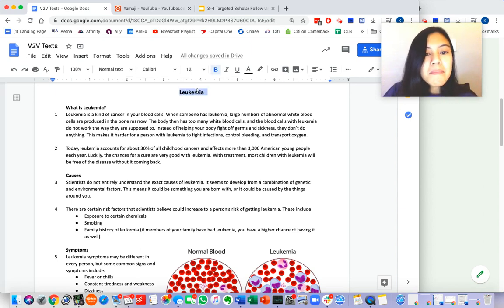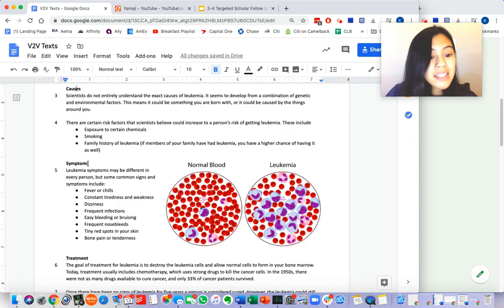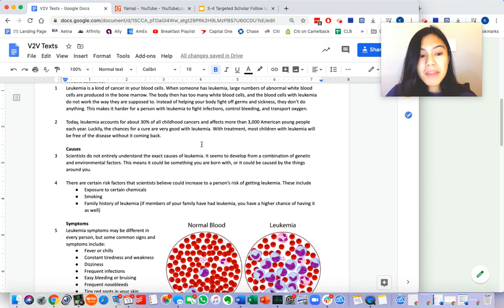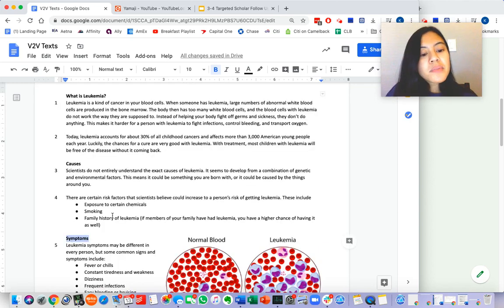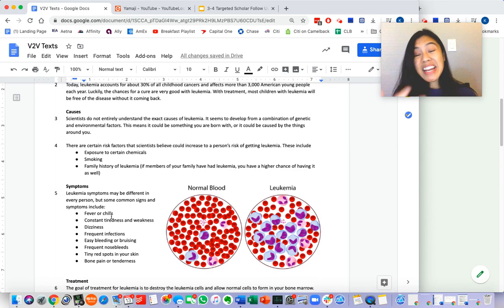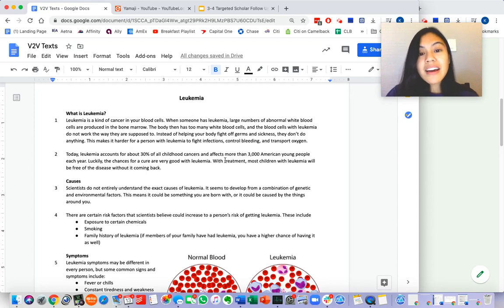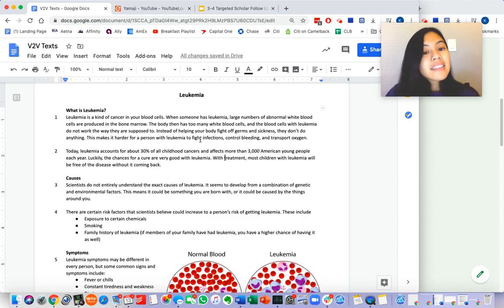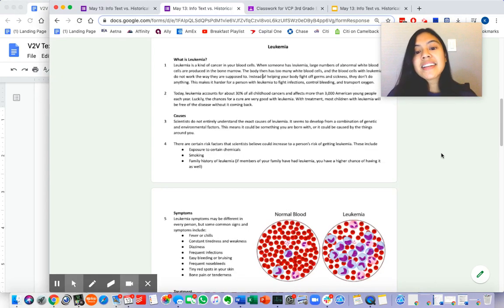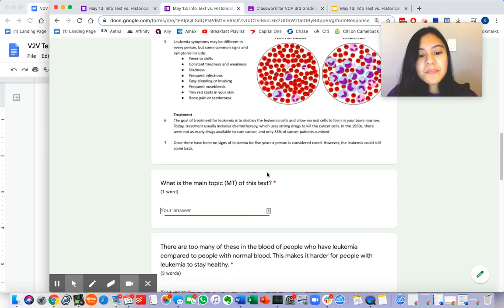I noticed that my title is leukemia, and I'm seeing here that the headings say leukemia, causes, symptoms, and treatment. So I know that symptoms are the things that are happening physically to your body that show you that you are sick. And treatment is how we try and treat when you are sick. So it sounds like leukemia is, and we know from our schema as well, a type of sickness. Let's go ahead and add leukemia sickness to our Google form.